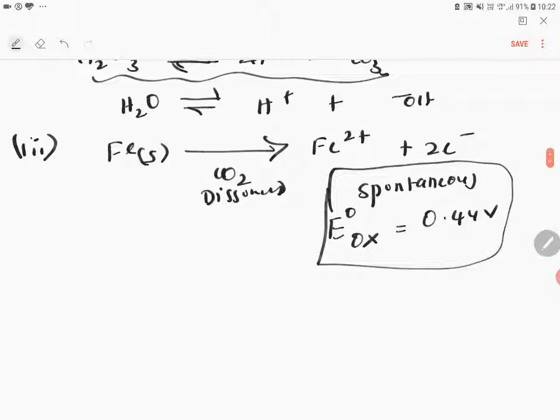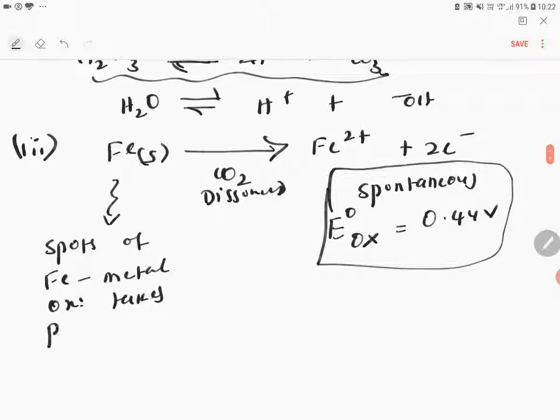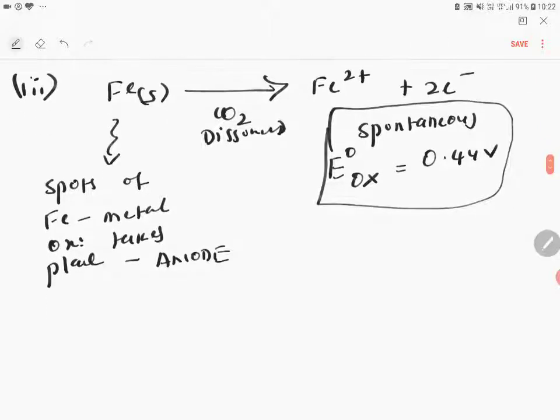Therefore, wherever this reaction takes place, those spots of iron metal where oxidation takes place are known as anode, because we have not introduced two different metals to form an electrochemical cell. The surface of the iron metal itself forms the electrochemical cell. So on the surface of the iron only you have anode and cathode. Okay. Fourth step.